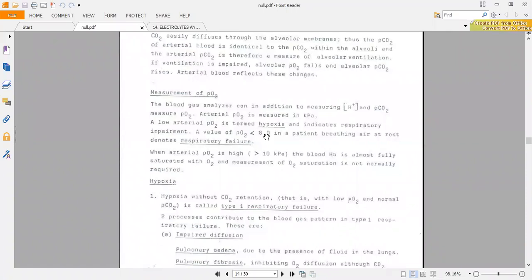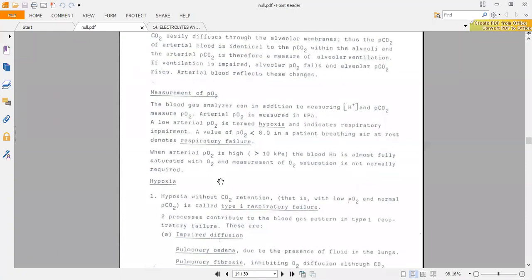But when your oxygen levels are reduced and your carbon dioxide levels are increased, then we say you have type 2 respiratory failure. Now you should know what will cause type 1 and what will cause type 2 respiratory failure. Type 2 means that you are accumulating a lot of carbon dioxide in your system. The carbon dioxide cannot come out easily, so the partial pressure of carbon dioxide increases.